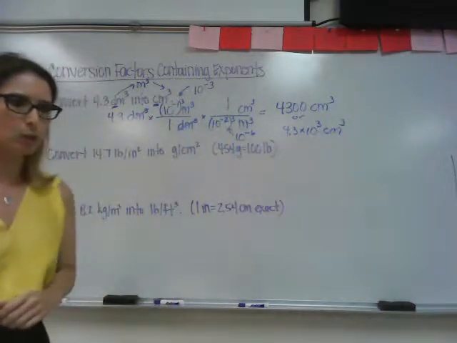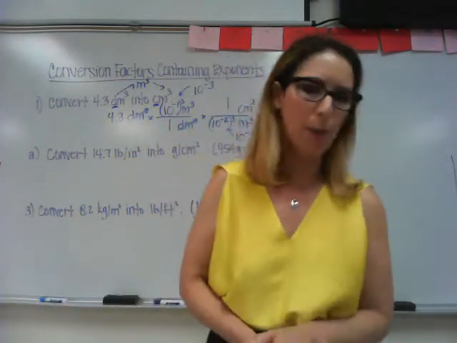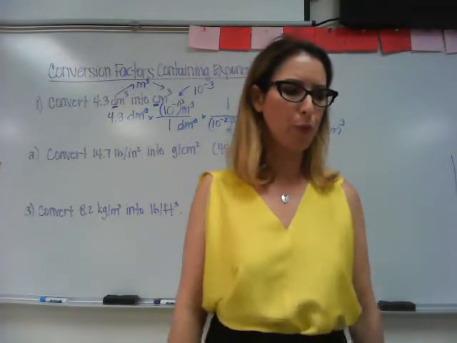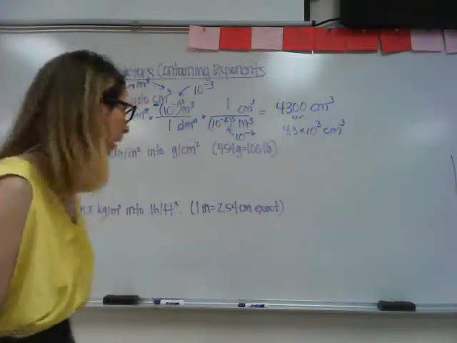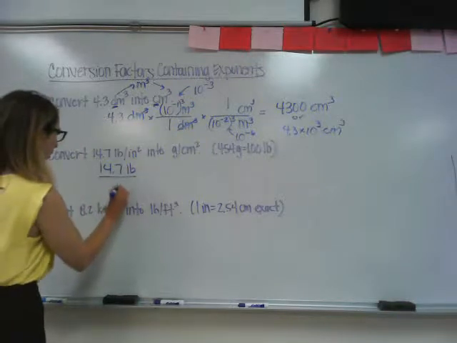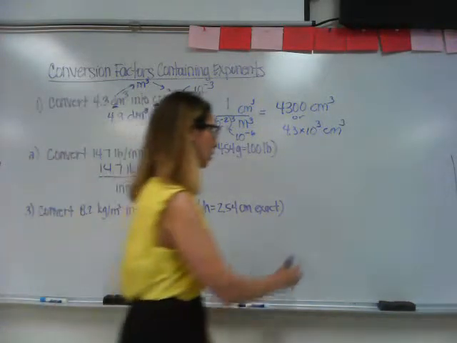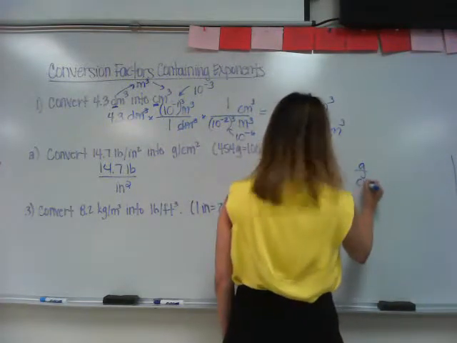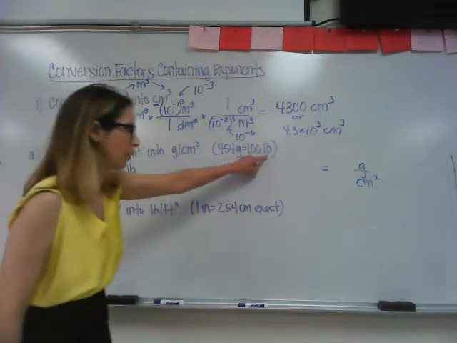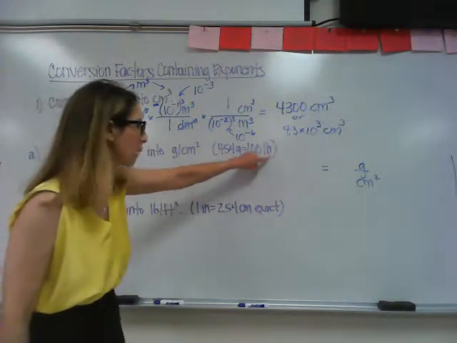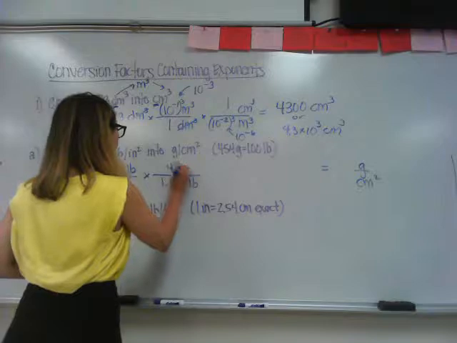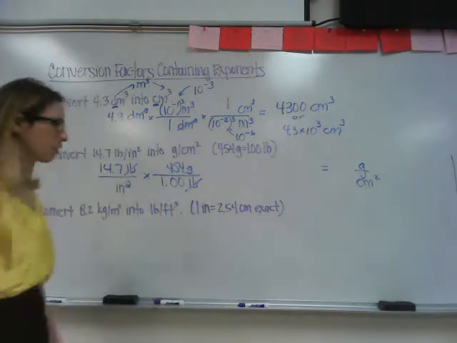Okay. For number 2, we were converting 14.7 pounds per inches squared into grams per centimeter squared, and they gave you 454 grams is equal to 1.00 pounds. So we're going to write 14.7 pounds per inches squared. That's what we're beginning with. We're ending with grams per centimeter squared. Since I have pounds in the numerator and I have pounds in this conversion factor, I'm going to convert pounds to grams first. So this would be 1.00 pounds and 454 grams, and that allows us to cancel pounds.